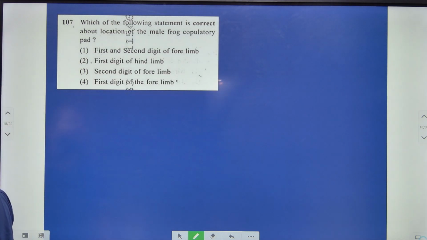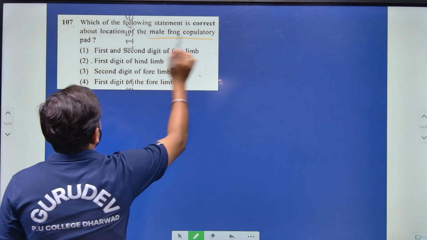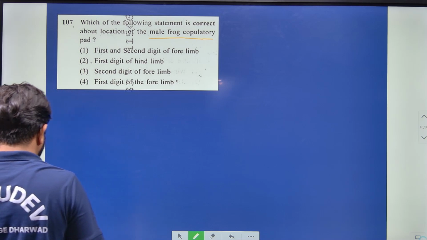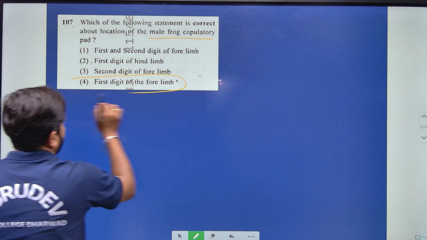Then which of the following statements is correct about the location of the male frog's copulatory pad? The male frog's copulatory pad is found on the first digit of the forelimbs.